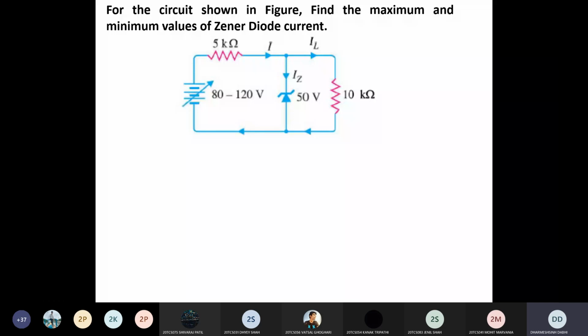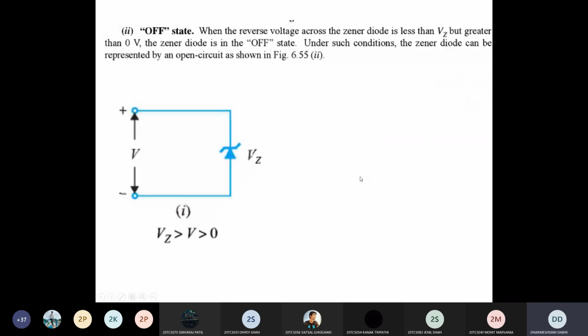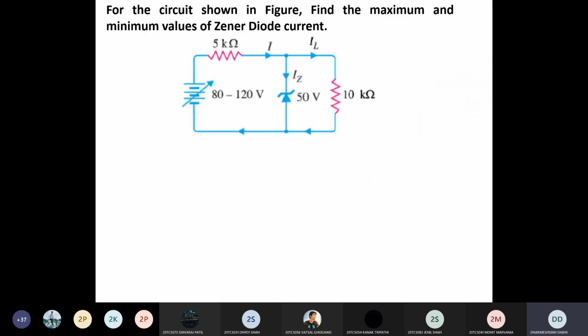How do we represent the Zener diode in the on state? You can see here it is represented by a battery. Yes or no? And what is the voltage of the Zener diode, VZ? It is equal to 50 volt. So put the value here, 50 volt, as the battery voltage.